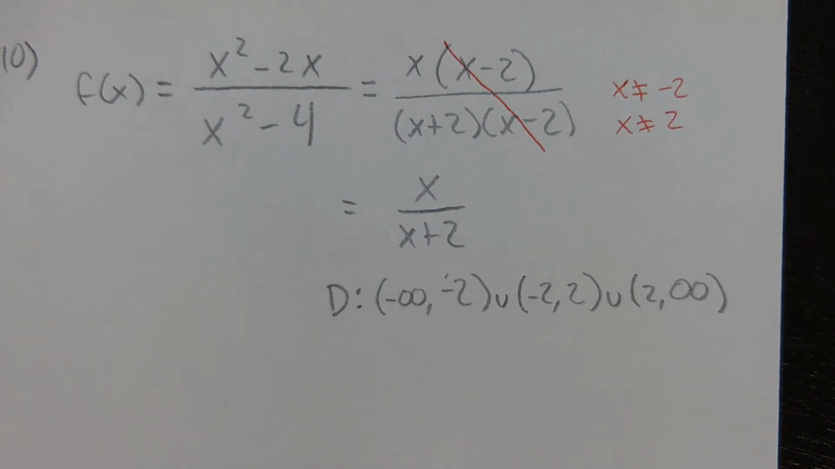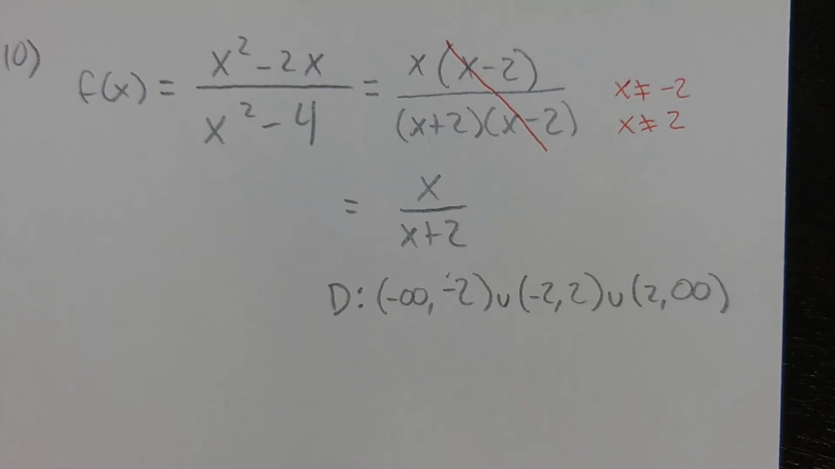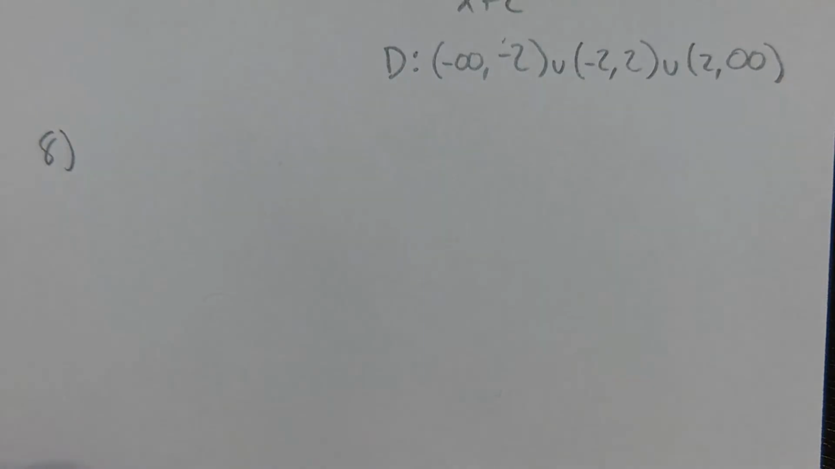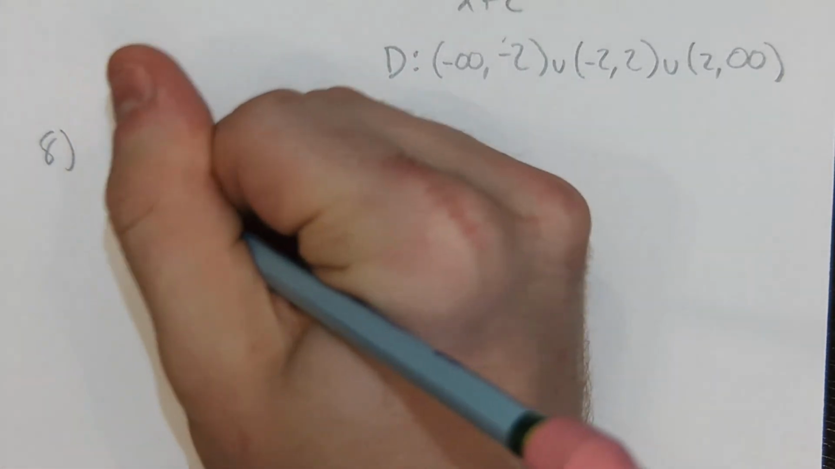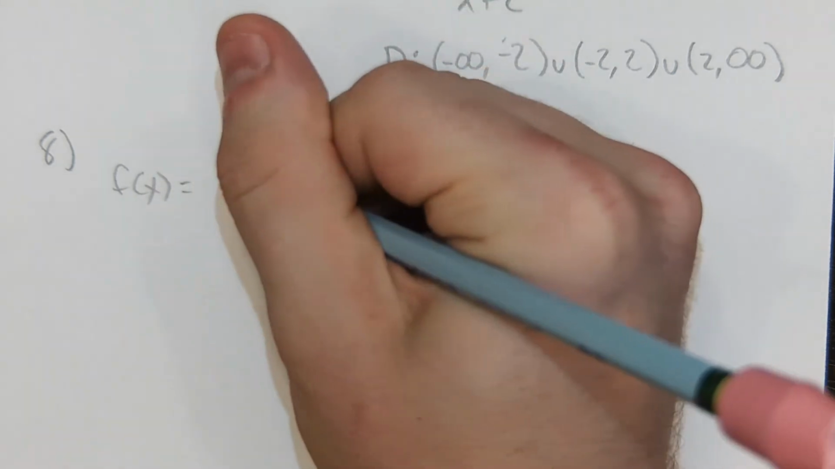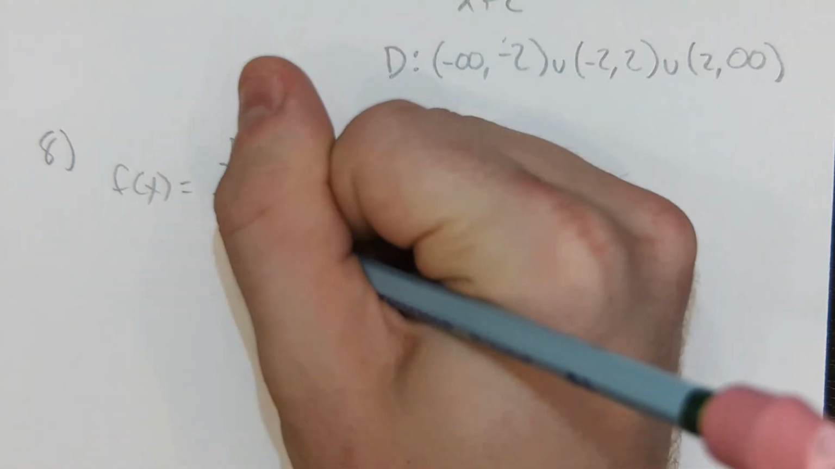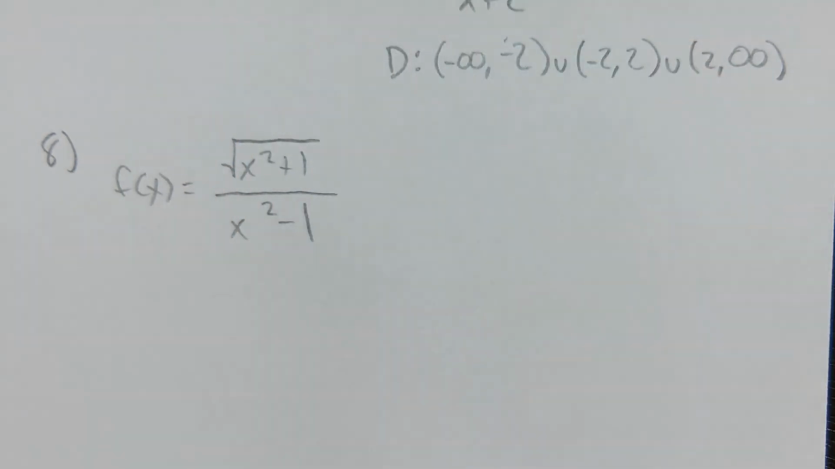Okay. And how about number 8 from that quick review as well? I know I'm going out of order, but who cares? This is my ship. I'm driving it. Let's see. This function is the square root of x squared plus 1 over x squared minus 1. All right.